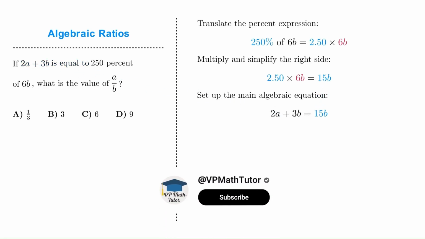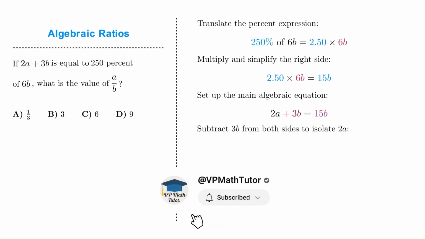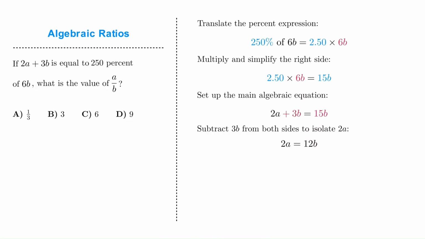To isolate 2a, we subtract 3b from both sides. Next, we divide both sides by 2 to solve for a. Finally, we divide both sides by b to find the ratio of A over b. This matches option C. The correct answer is 6.